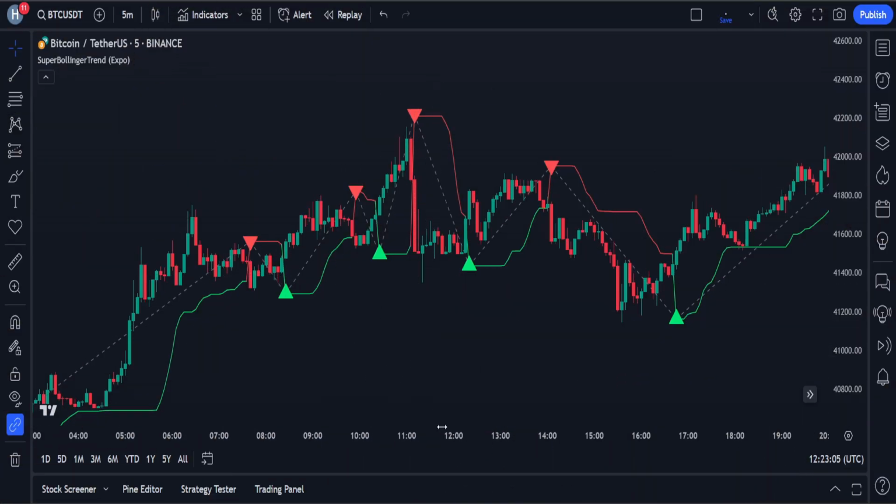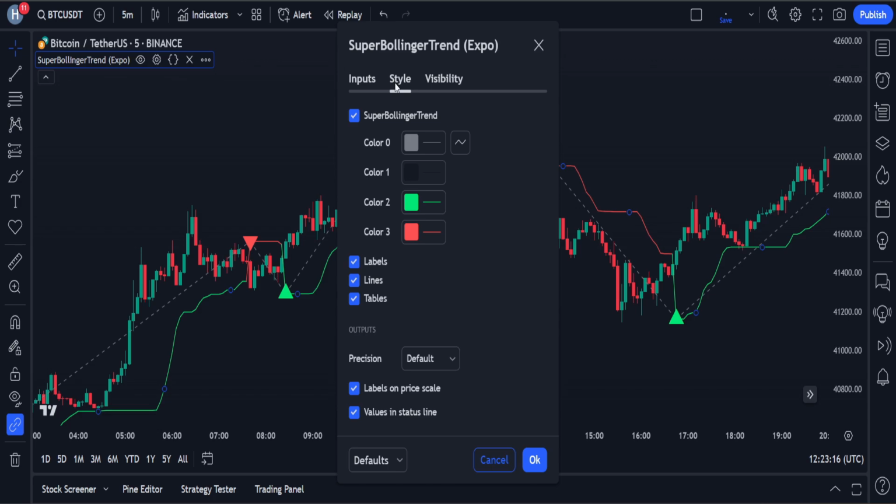The Super Bollinger Trend includes three components: the Super Trend color line, the zigzag line, and the buy and sell signals displayed as triangles. Let's access the settings for this indicator. In the Style section, we will disable the lines. This will make our chart appear cleaner.